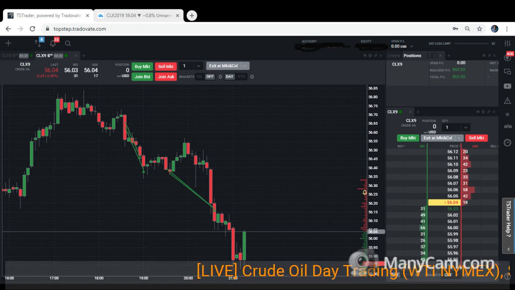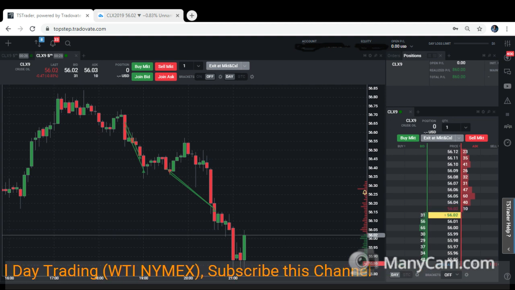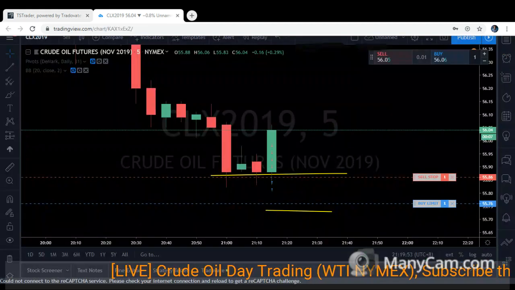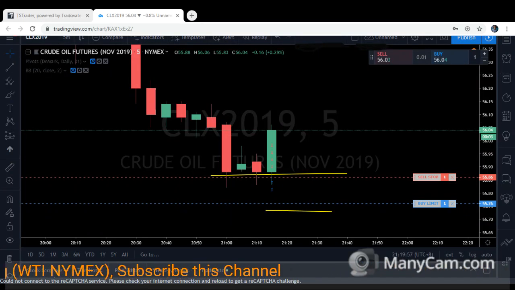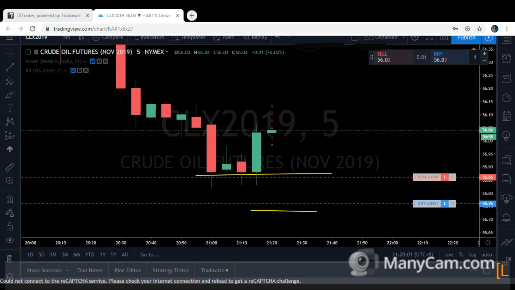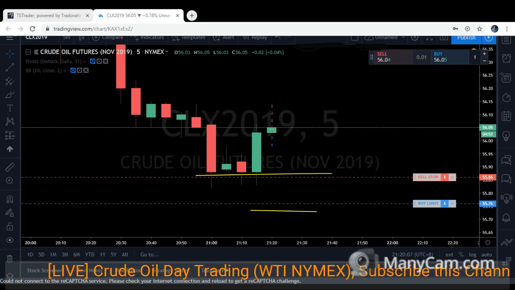Still waiting. Hopefully it will not fully reverse, because I'm still expecting the market to go for the bearish movement. It looks very strong, so we will try to do scalping. This is day trading in the US session, so it's quite typical for the market to have this kind of behavior. It's very strong volume kicking in. Time now is 9:20 a.m.